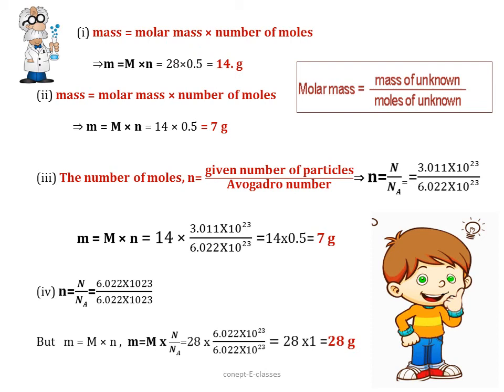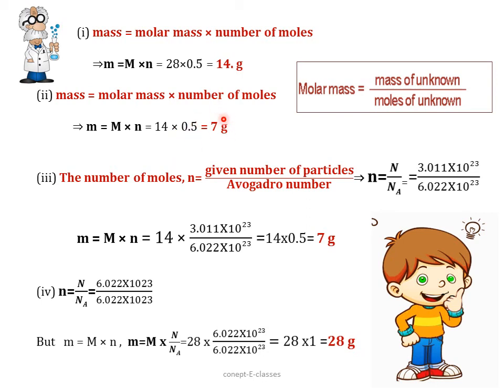Now in the second case, we have to calculate the mass from 0.5 mole of N atoms. Here also the same equation is applied. Mass is equal to molar mass times the number of moles. That is, the molar mass of an N atom is 14, multiplied by the number of moles given in the question, which is 0.5.